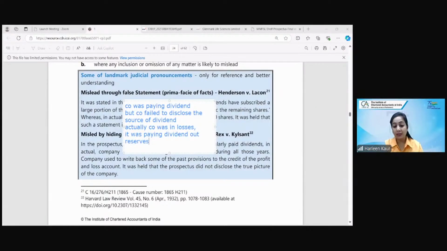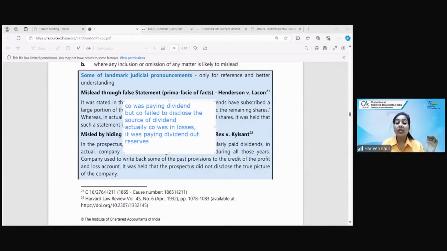Rishi Pandey is asking, is issuing a red herring prospectus compulsory? So, last time I'm telling all of you, red herring prospectus is optional. It is not compulsory. Okay? Bhavna, we are doing the Rex versus Carlson case only. Please pay attention. We are discussing the same case now.